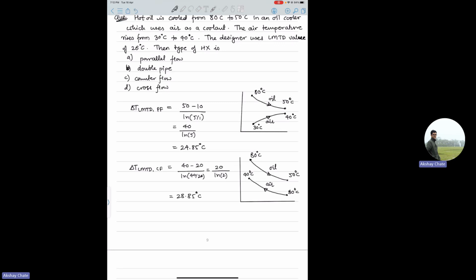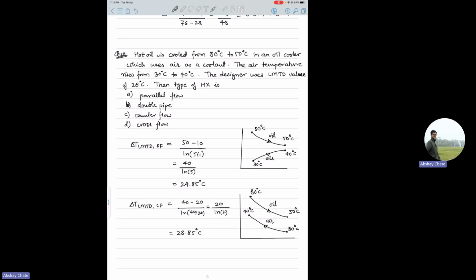28.85 degrees Celsius. And now in the question it is mentioned that the designer is using 26 degrees Celsius as the LMTD. If it is assumed as parallel, then it is 24 point something. If it is assumed as a counter flow, it is 28.85. So you cannot assume parallel flow because then your LMTD is lesser, right? See, in designing, you can assume anything which is less than actual, or let's say actual heat exchanger is giving you LMTD of 30 degrees, but you are assuming 26, then it is okay. But if your actual LMTD is 20 and you are assuming it at 26, then it is wrong design. So therefore, you cannot assume it as parallel flow.